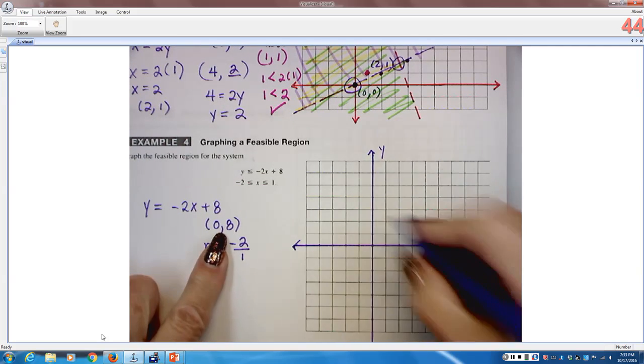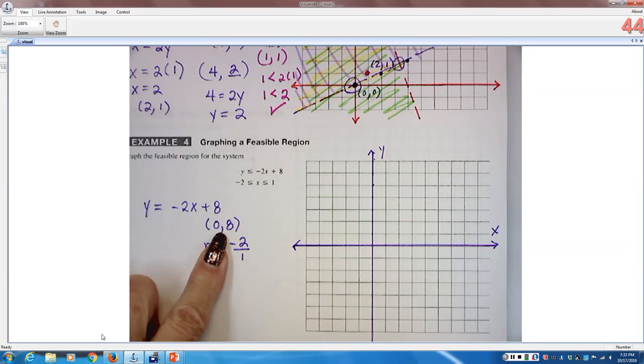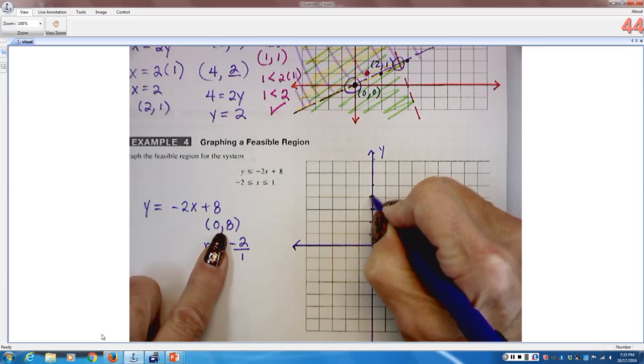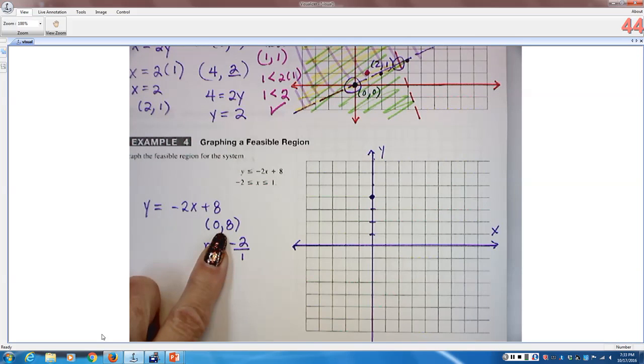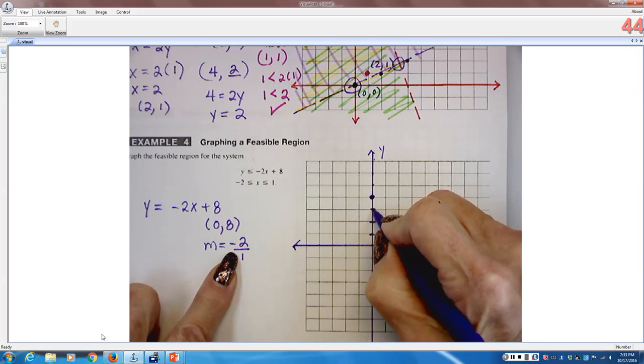So the point 0.08 is 1, 2, 3, 4, 5, 6, 7. Oh, I didn't plan very well this time. 2, 4, 6, 8. I'm going to go by 2s. And that means that when I go down 2, that's down 2.